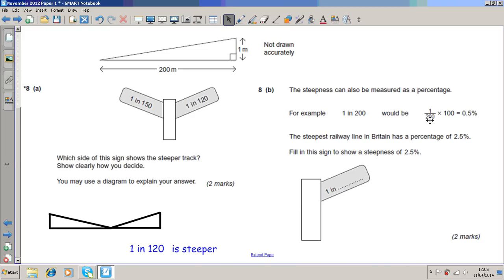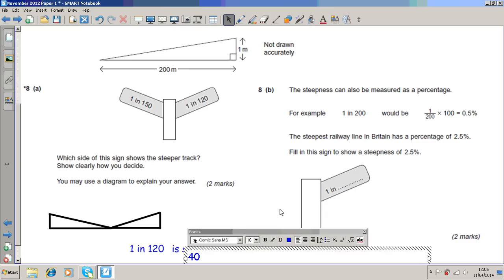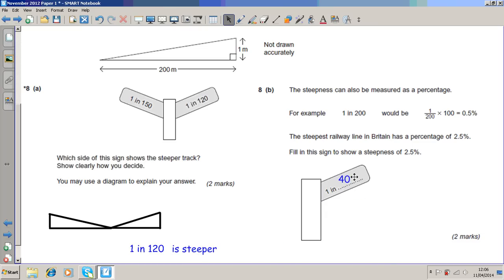So we're looking for the number that goes here to make that 2.5. If I times that by 5, then I need to divide that by 5. So for me, it would just be 200 divided by 5, which would be 40. And we can check it. 1 divided by 4 is 0.25, so 1 divided by 40 is 0.025, times 100 is going to give me 2.5%. So I'll make that 1 in 40.